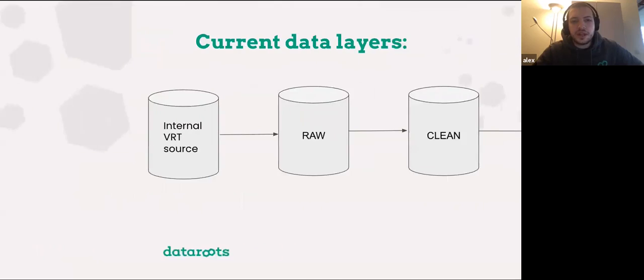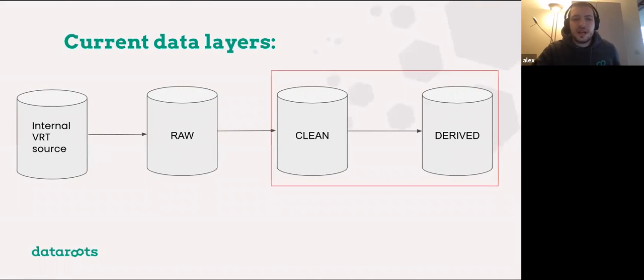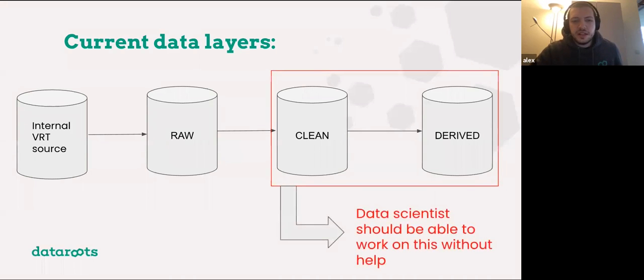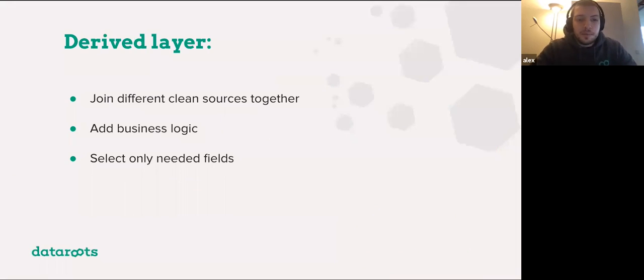And then where we can actually separate the job is in the last step, which is going from clean to derived. That's where the data scientist can actually work without our help, so that he can create derived data. What is derived data? It's a join of different sources that are in the clean layer, with some business logic added, often with SQL on top of that, and then you can visualize that data or use it as input in a machine learning model, for instance.